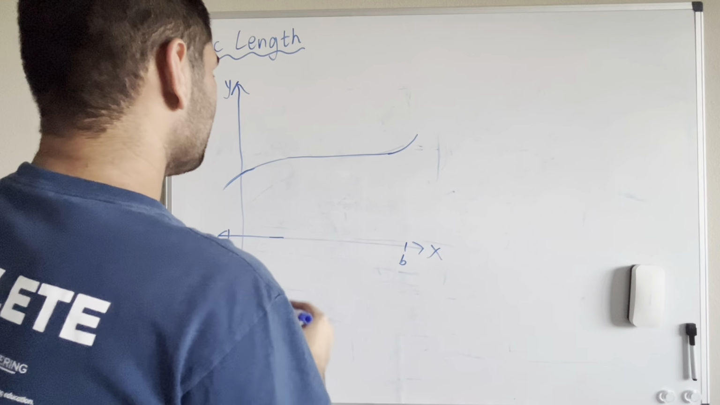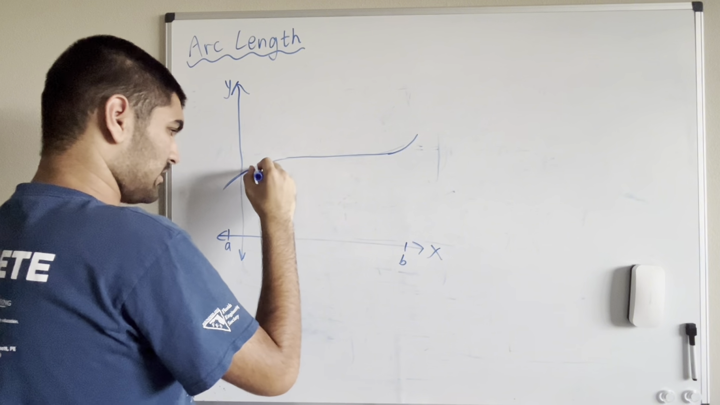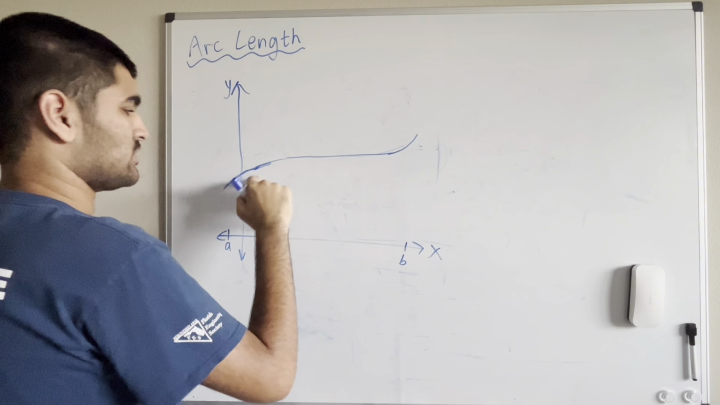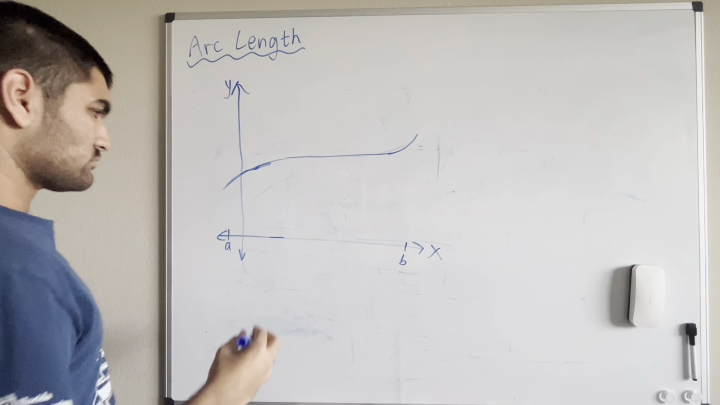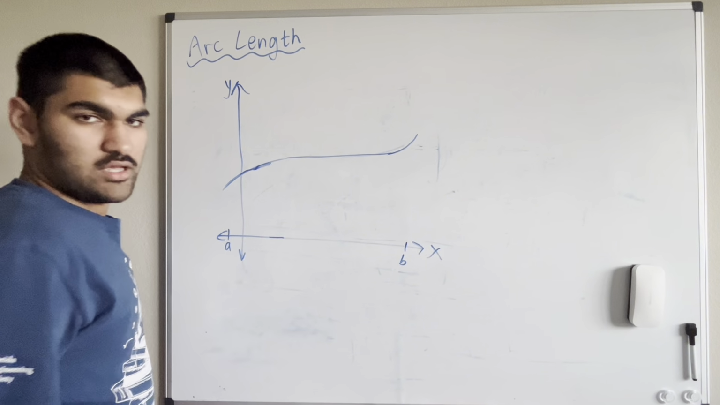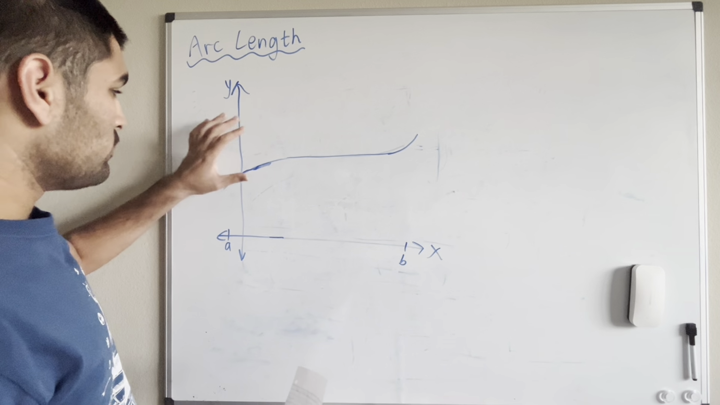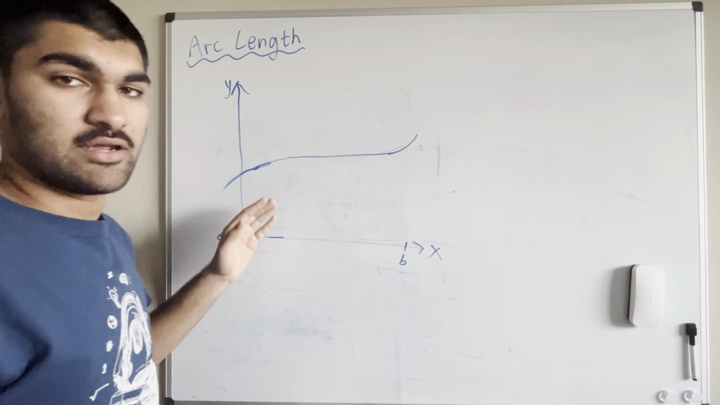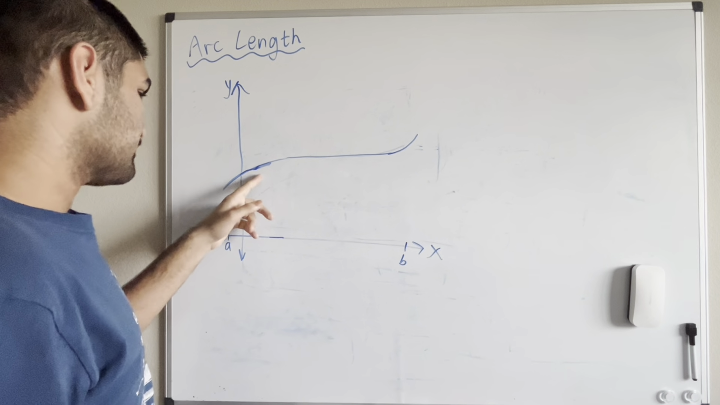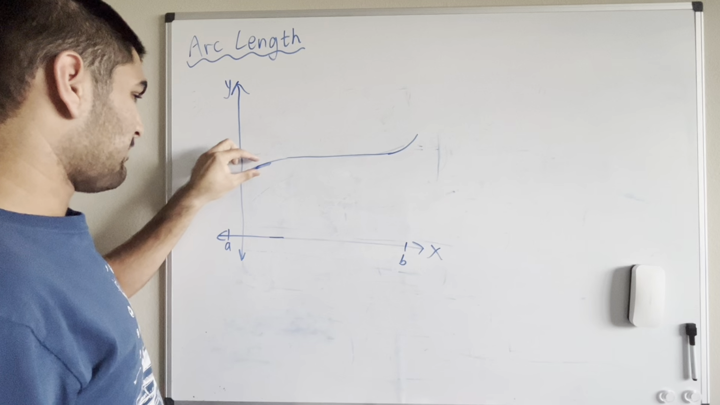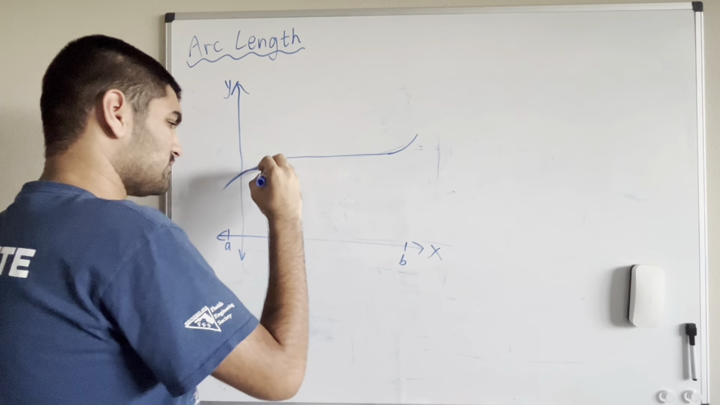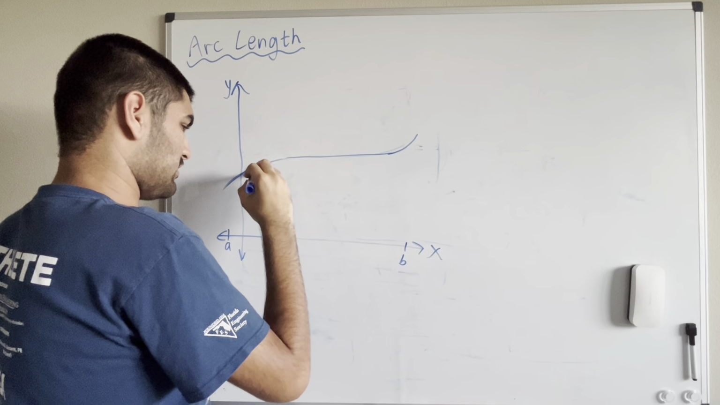So the way we can do this is let's begin by examining a small section of this graph, right? So let's say we have this small section of the graph. If we zoom into this graph, then we can approximate it by a line, right? So this segment of the graph is approximately just a line segment. So that means we can just find the length of this using the Pythagorean theorem.